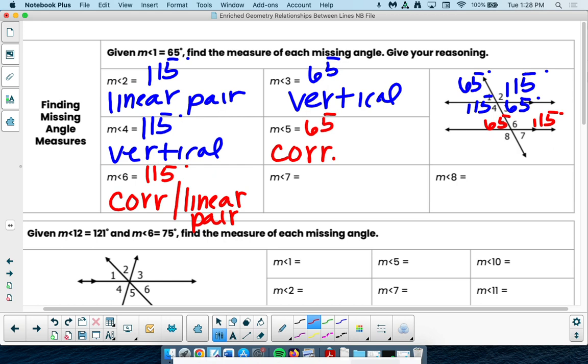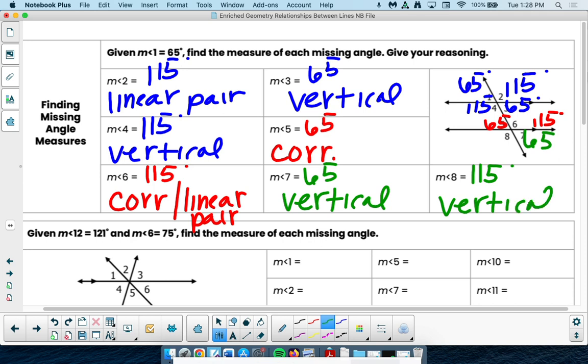Angle 7? 65. What's your reasoning? Vertical. That works. Okay, then our last one would be 115. Vertical. All right, good work. So it's just a big puzzle, right? Especially on the next one, our picture's a little more interesting than what we just did. But you're able to find all those missing angles given the 2 ones that they give us.